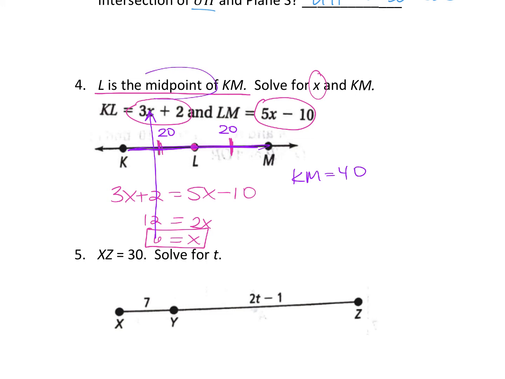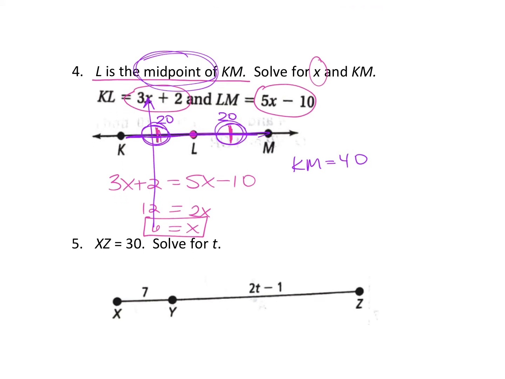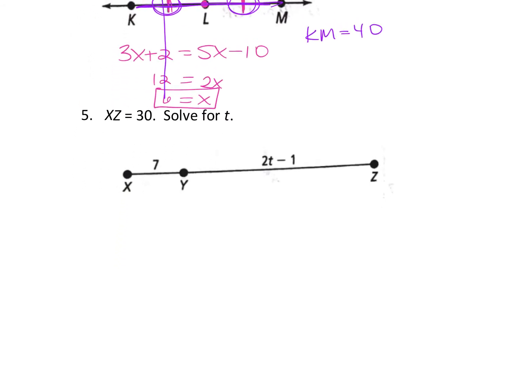Okay, so if you see the word midpoint or if you see these markings, set them equal. They have to be equal if it's a midpoint, okay? Number 5 doesn't say they're equal. It tells us how long the whole thing is. KZ is 30. How do you set that one up?